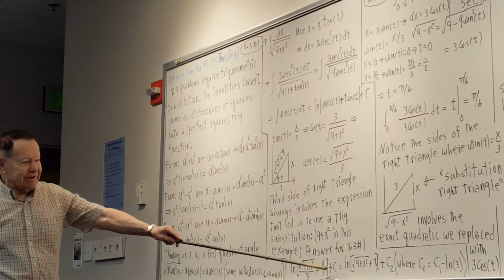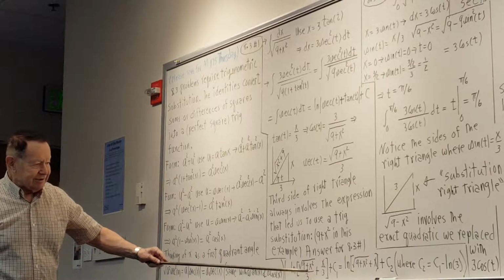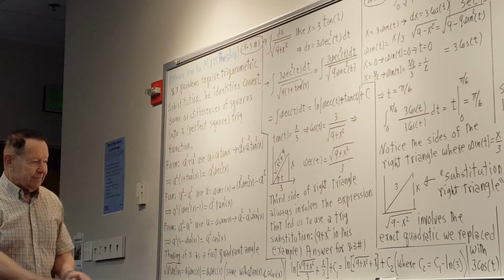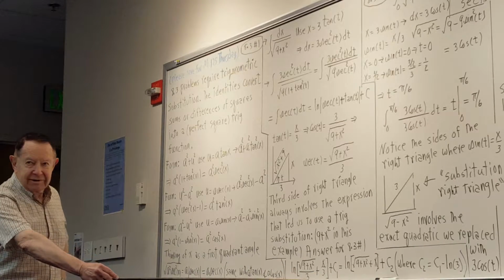Notice there's a little more trickery here yet. I wrote this plus a constant with a subscript, C1. Now, you notice you have a common denominator on these fractions.